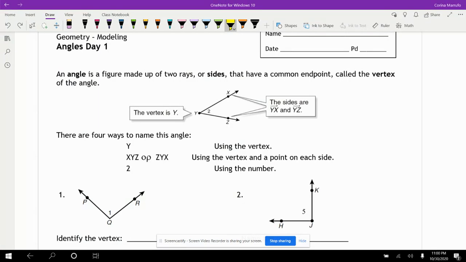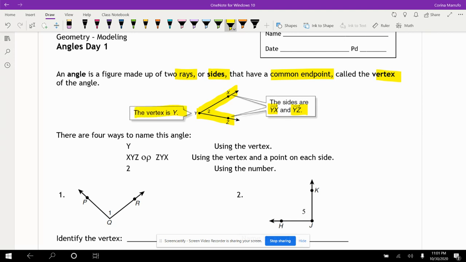All right, so for today, we're going to go ahead and cover angles. An angle is a figure made up of rays or sides. It has a common endpoint called the vertex of an angle. Here's an example. If you notice, we have two rays. You have ray YX and ray YZ, and together they make up the angle here.